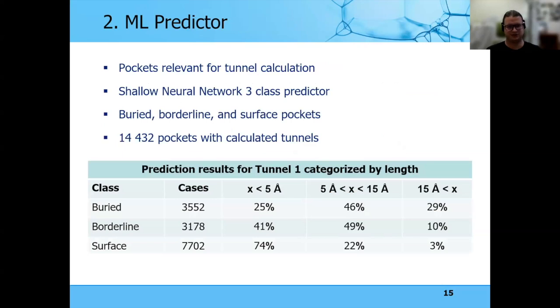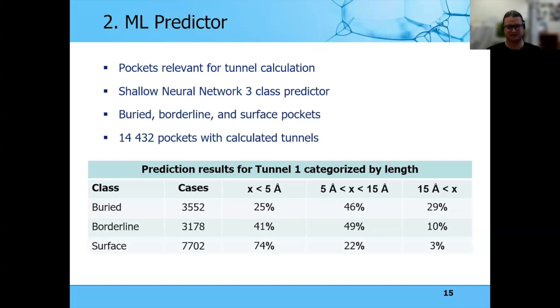Then regarding the machine learning predictor, we tested different algorithms and types of predictors, and we also looked into 2-class predictors and 3-class predictors. In the case of the 2-class predictors, there was only a distinction between buried and surface pockets. But then during the manual annotations, we found out that there are cases where it's not so easy and clear to choose if a specific pocket is on the surface, is kind of in between, or is really buried. So that's why we came up with the 3-class predictor: buried, borderline, and surface pockets.